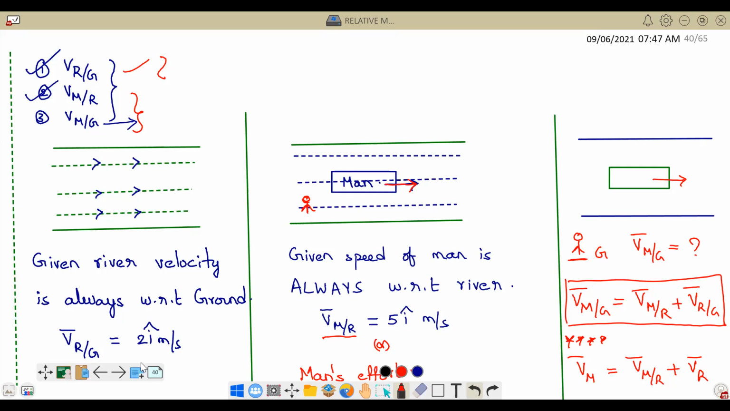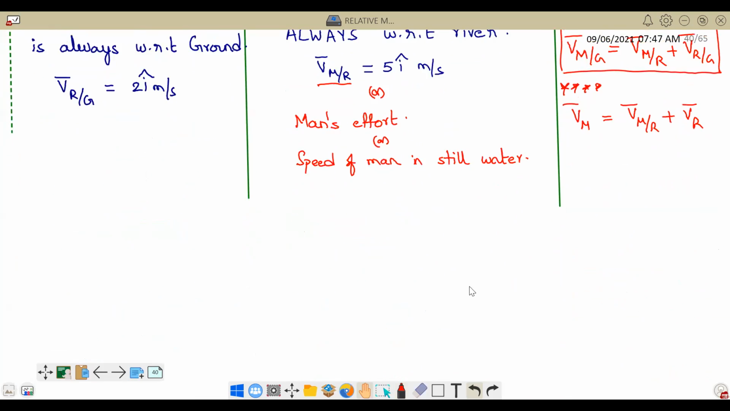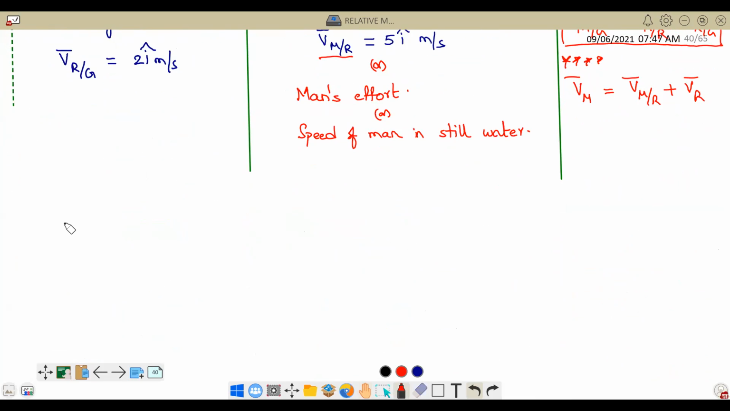So now let us see downstream and upstream. We'll finish it and then we'll go to crossing the river, maybe tomorrow. So now let us see downstream.